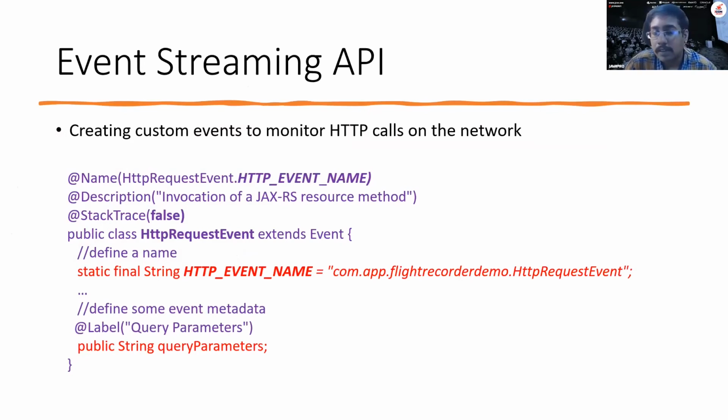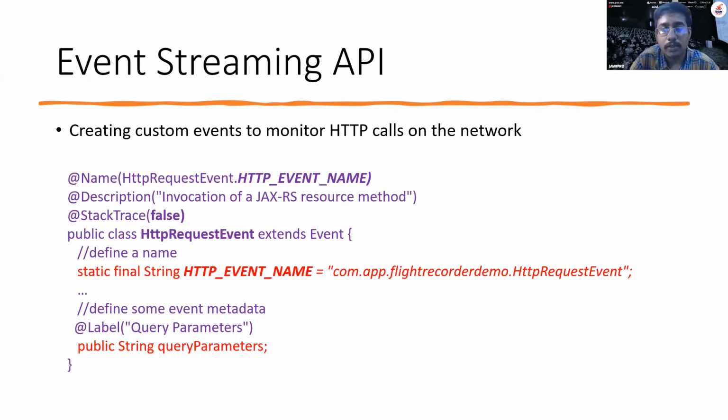In general, the event streaming API is used to create certain custom events to monitor certain HTTP calls on the network. Assuming you are using a lot of APIs, and you need to monitor network traffic or HTTP calls, how many calls have been there, what the parameters are, etc., that kind of information the event recorder can capture. Here is an example where you could create your own class which extends the event base class, and define a name for your event. You can define some metadata. In this case, I would be capturing certain query parameters, so I have labeled it accordingly.